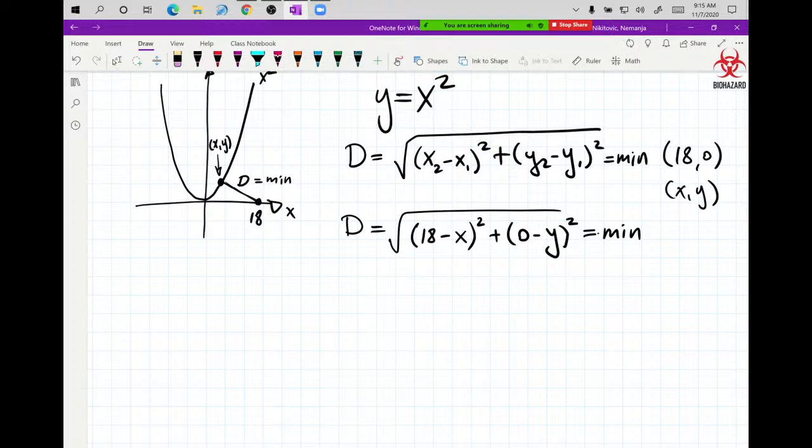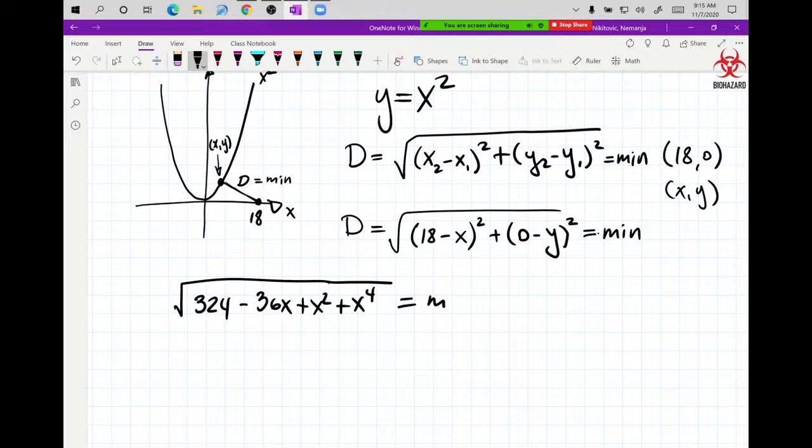Okay, so we have our equation. So we're going to expand everything. So 18 squared is 324 minus 36x plus x squared, and then plus x to the fourth equals minimum. This 0 minus y will be negative y, so you get negative x squared. When you square everything, it kills that negative there, and it becomes x to the fourth.